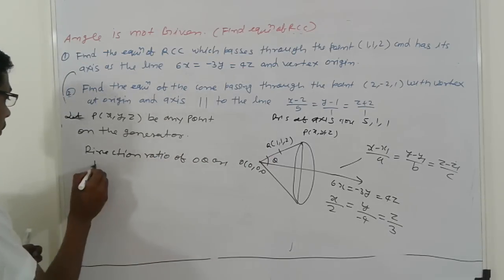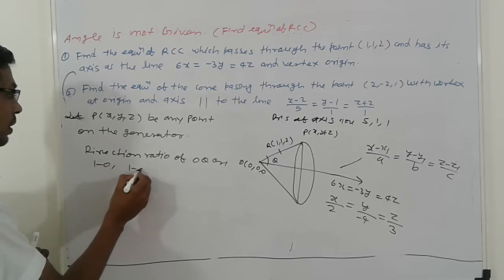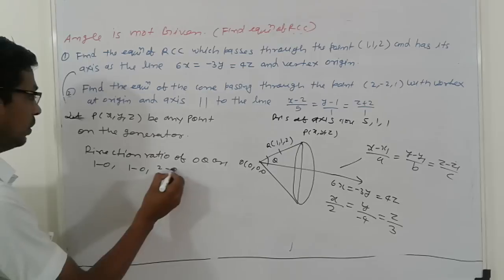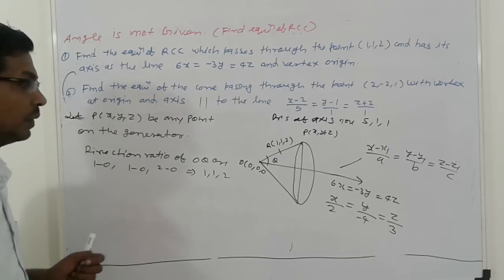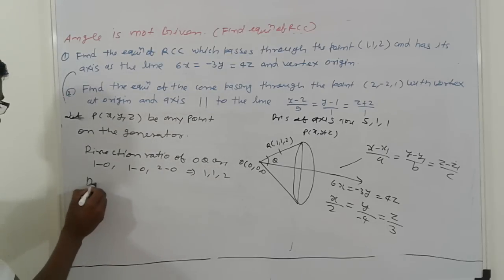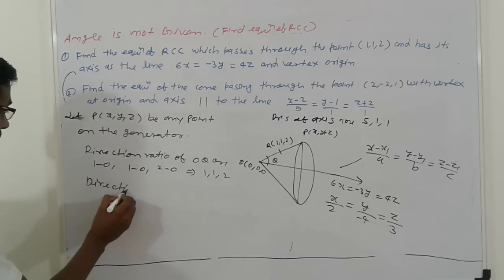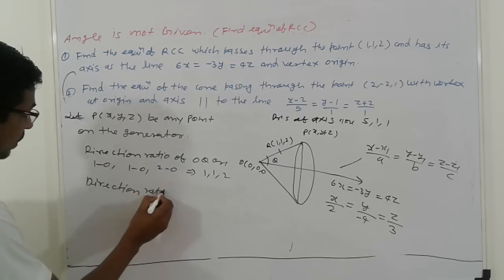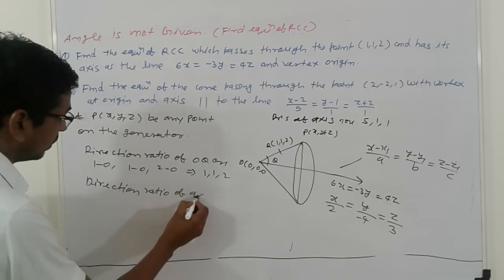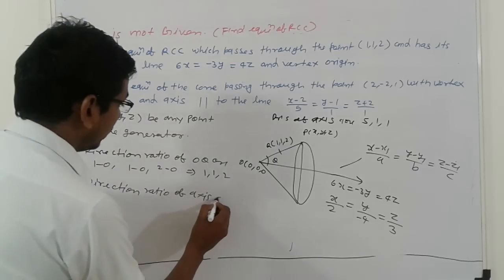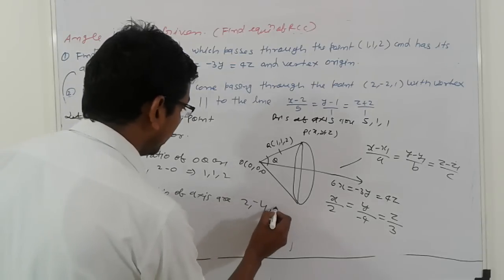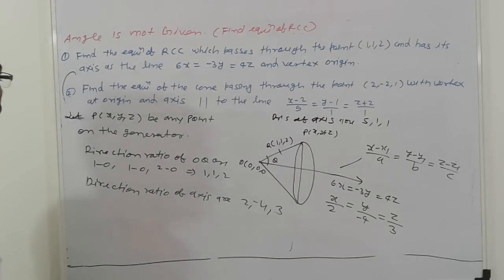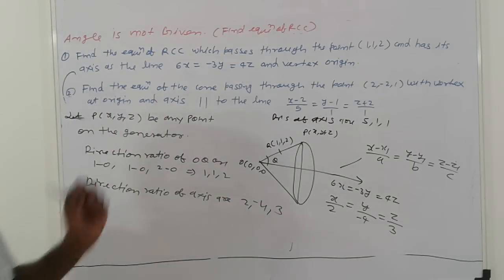रेशियो ऑफ OQR, व्हाट इज दिस? 1 minus 0 means 1, 1 minus 0 again 1, and 2 minus 0 means 2. So this is 1 1 2. Next, direction ratio of axis. So axis are क्या देंगे, 2, 4, minus 4 and 3. So अब angle between them, that is the cos of theta.